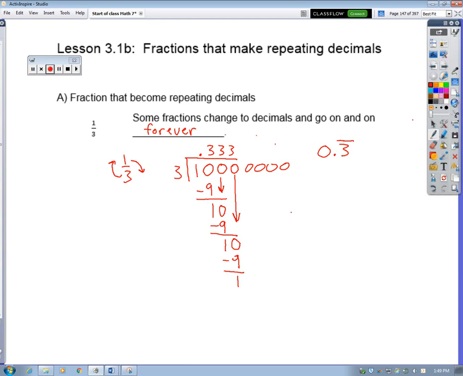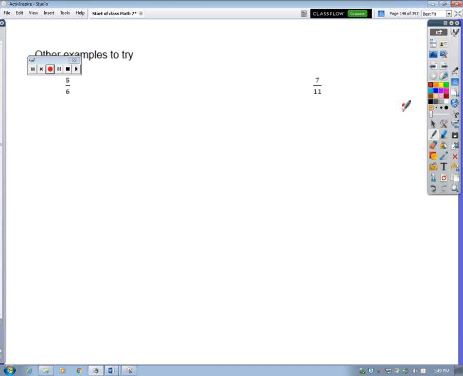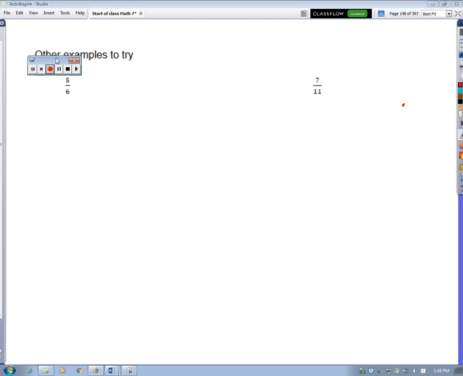Let's take a look at a few more examples. Let me show you some more repeaters, and we'll see what we get. Alright, a couple more repeaters here. I'm going to work these out with you guys. This one we have 5/6.